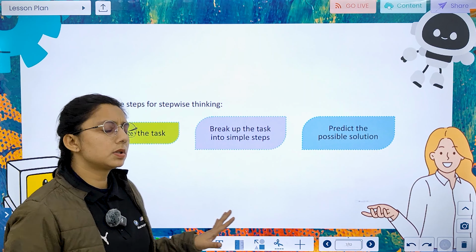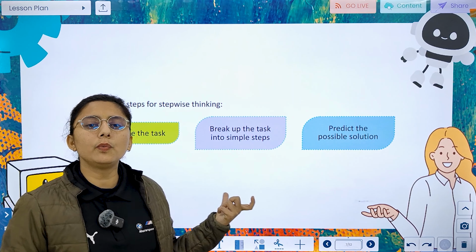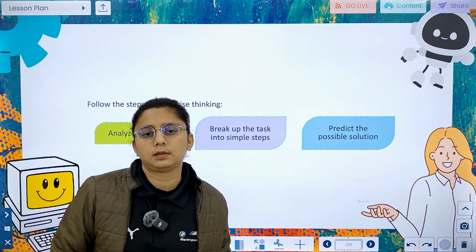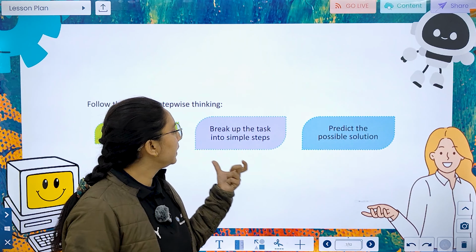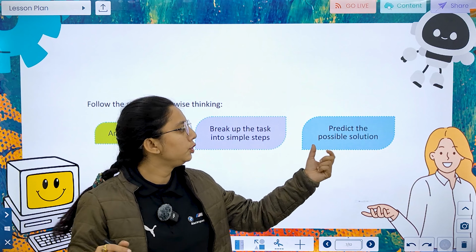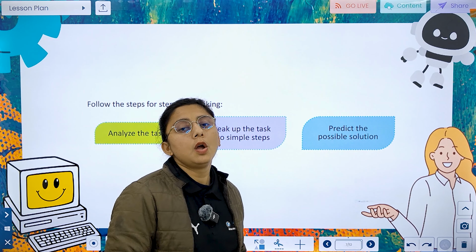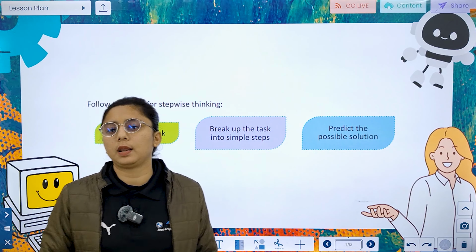Now, follow the steps of stepwise thinking. We have 3 steps. First of all, you will analyze the task. You have to analyze the task and then break it down. You will break down the task into simple steps and you will predict a possible solution. What possible solution will you find for it? You will predict them.